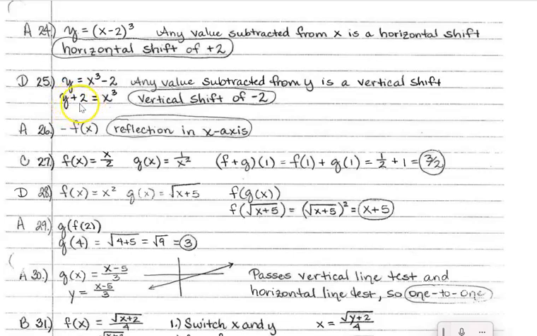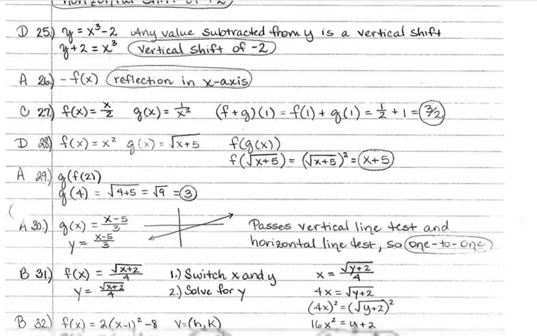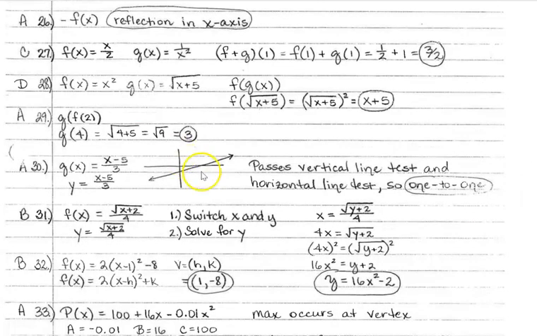So any value being subtracted from y, that would be y minus a negative 2, or the opposite of positive 2 is negative 2. If you leave it over here on the right-hand side, don't do the opposite of it. So that would be a vertical shift of negative 2. All right, then when you put a negative out in front of the entire function, that causes a reflection in the x-axis. Reflection in the y-axis is when you put a negative just in front of the x and plug it into the function.